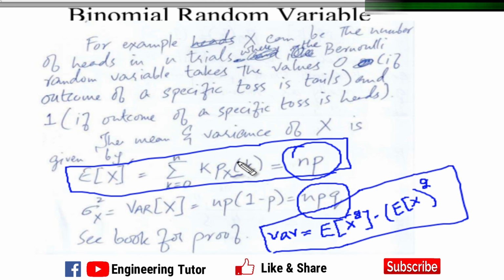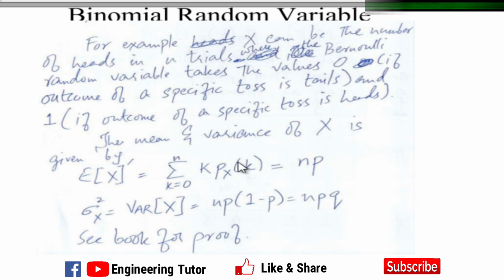I have told you to see the proof of this formula, which is in your book. So we have found the expected value and the variance of this as well. The expected value, or mean, is basically the moment 1 of any distribution, while the variance is basically the moment 2 of any random variable or distribution.